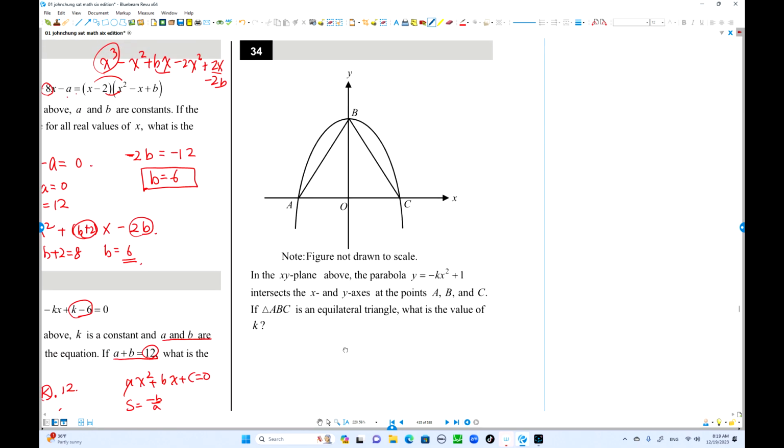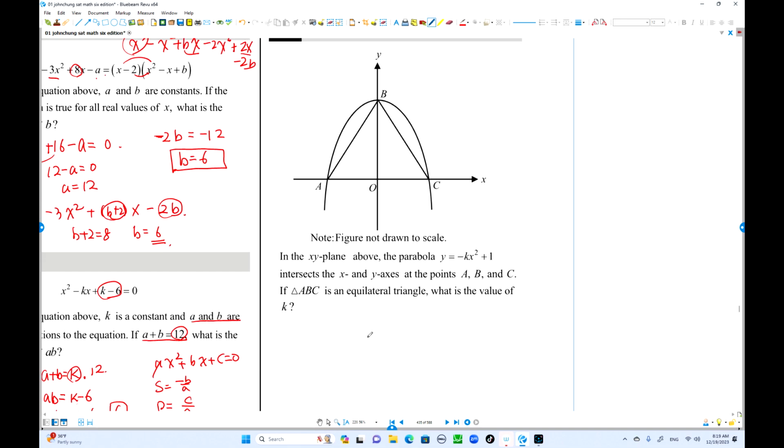Alright, here is number 34. We have a graph upside down, right? It opens downward. That is a quadratic parabola, so negative k x squared plus 1. This is 1 over here, right? When x equals 0, y is 1. So when you draw the triangle, it's going to be an equilateral triangle over here.